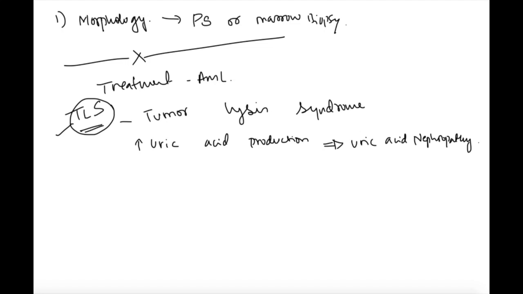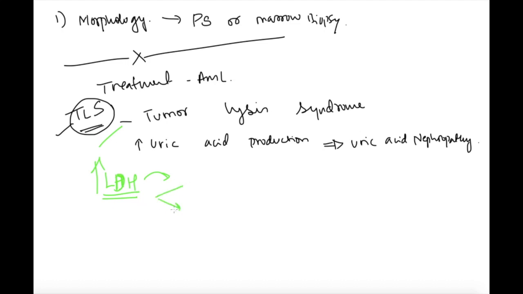So what is LDH? Lactate dehydrogenase. This enzyme, lactate dehydrogenase, is present inside your cell. Every cell has LDH, right? So when the cell is lysed, the LDH will be released into the circulation. Correct? So when the LDH levels are high, that means the turnover rate is already high. So there is a chance or probability of the patient having TLS. So what will I do if the LDH levels are high?